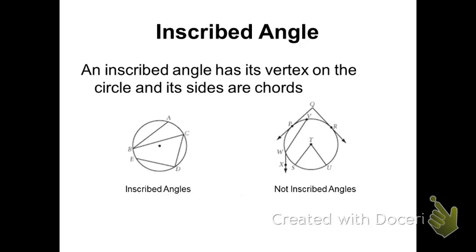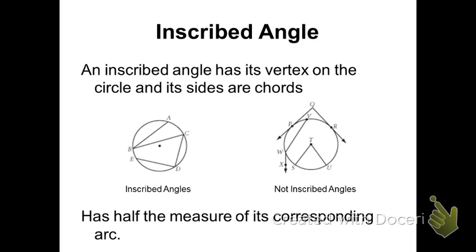And if you look on the right, none of those angles are inscribed because none of those angles have sides made up of chords and also have the vertex on the circle. Now, the main thing you need to know about inscribed angles is that it's half the measure of its corresponding arc. Alright? So, let me show you an example.